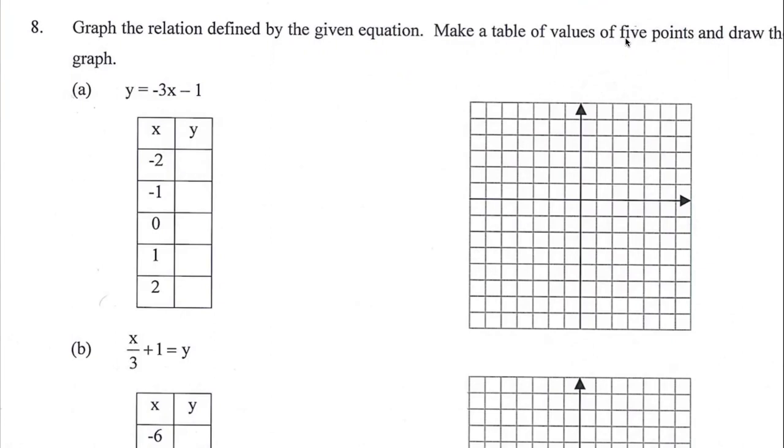When x is minus 2, y is equal to minus 3 times minus 2, minus 1, right? So minus 3 times minus 2, that's 6. 6 minus 1, that's 5. So this is 5.